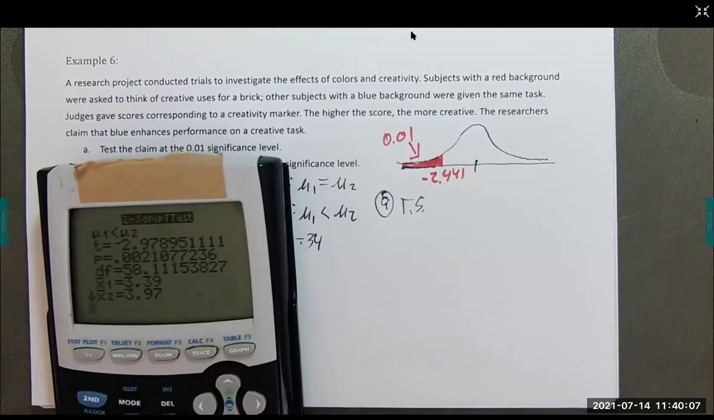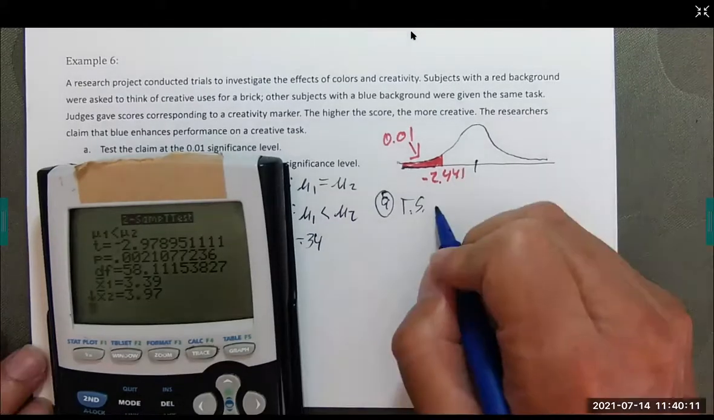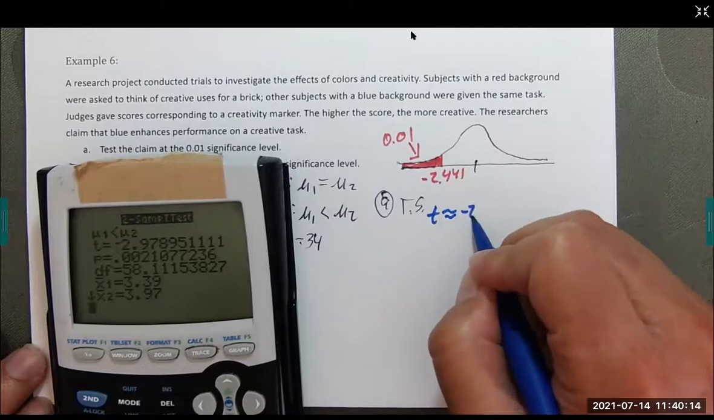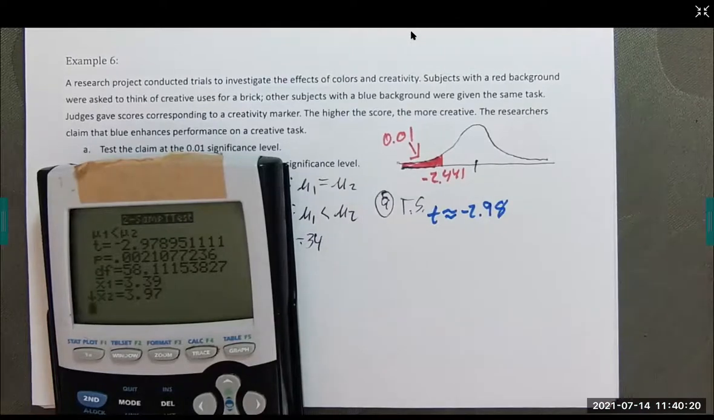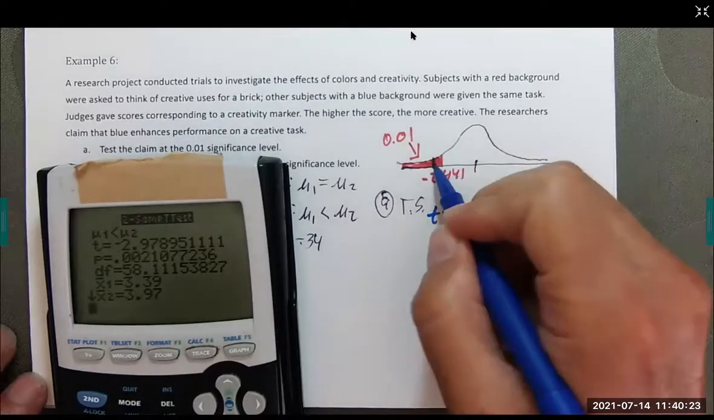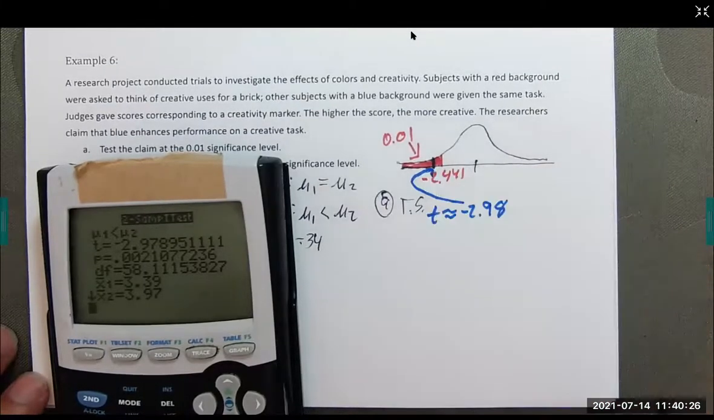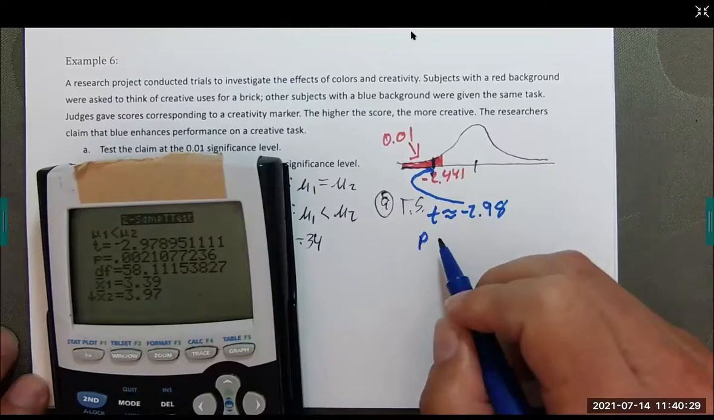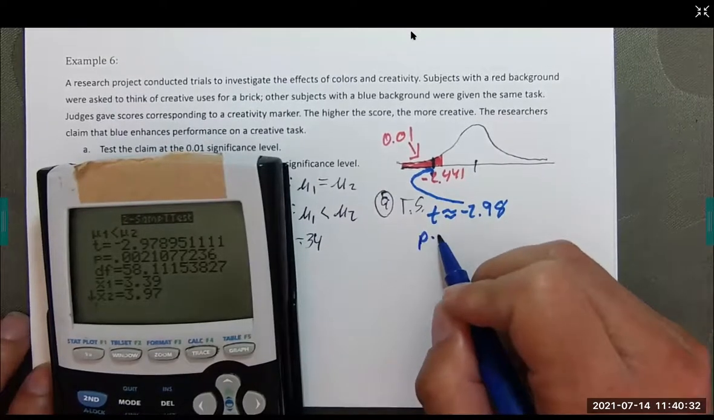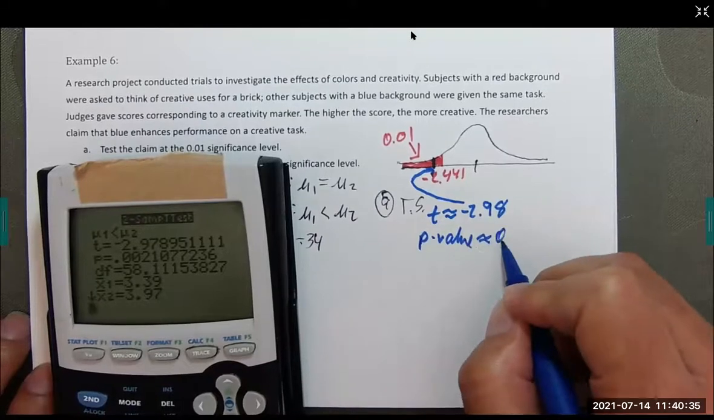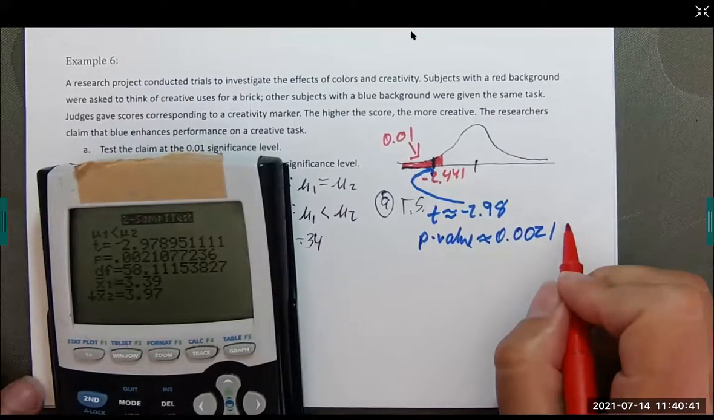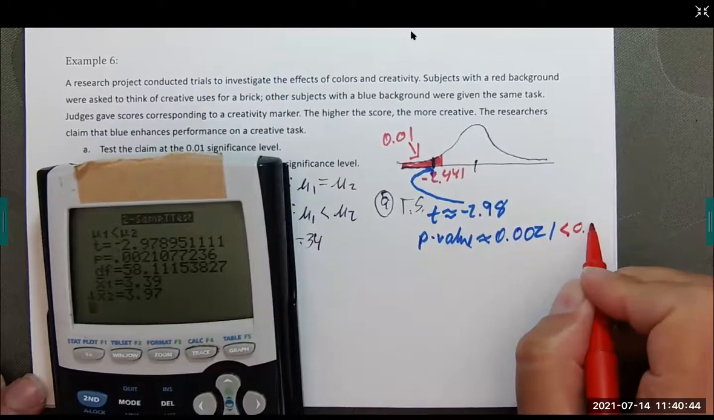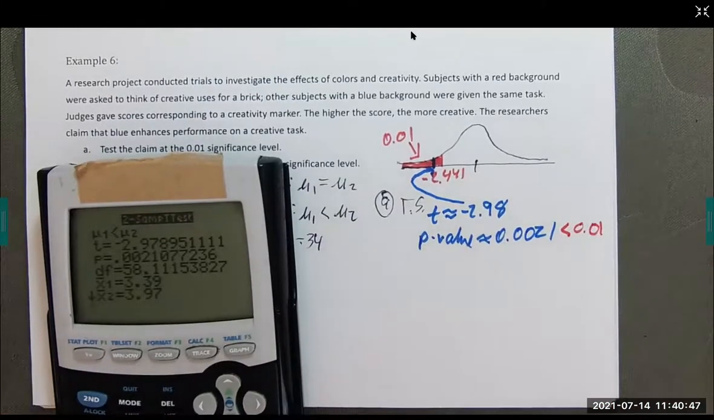And we are getting that t is negative 2.98, and we're in the bad zone there. So we are in the critical region, it looks like. So I'm guessing my p-value is going to be less than 0.01. So p-value is 0.0021, which again is considerably less than our alpha, which is 0.01. So we are going to reject the null hypothesis. But before we do that, let's do part B.